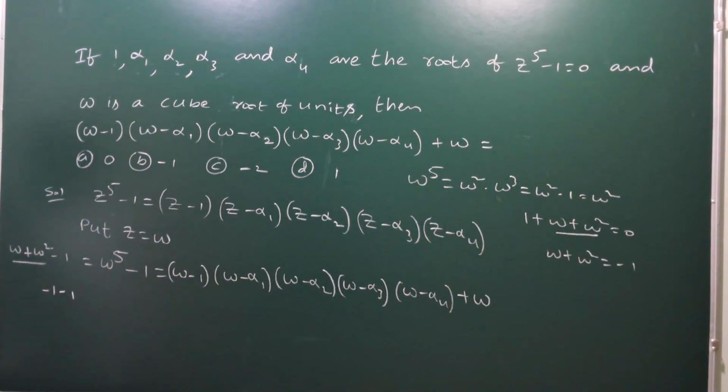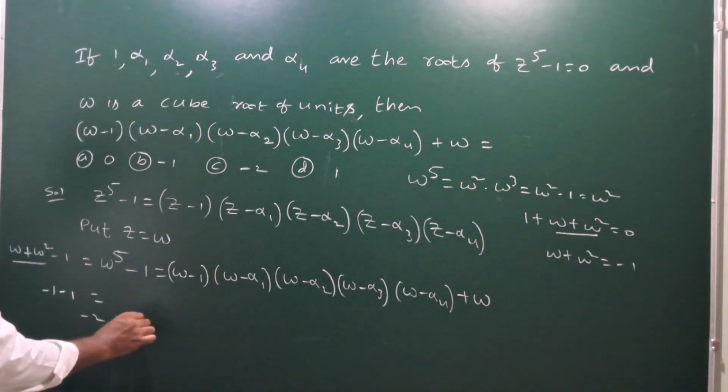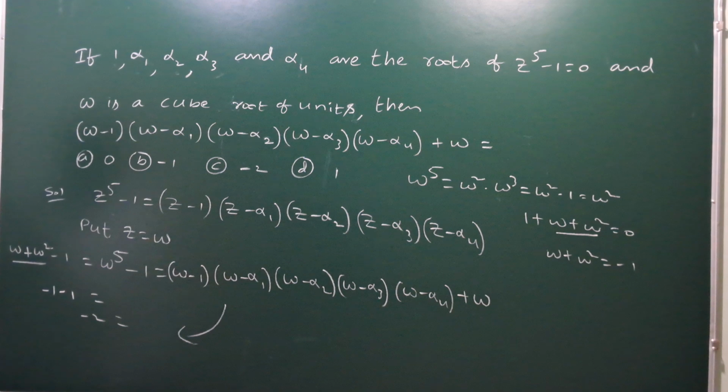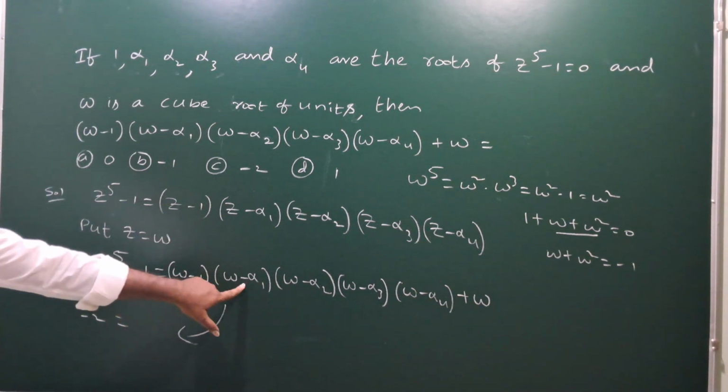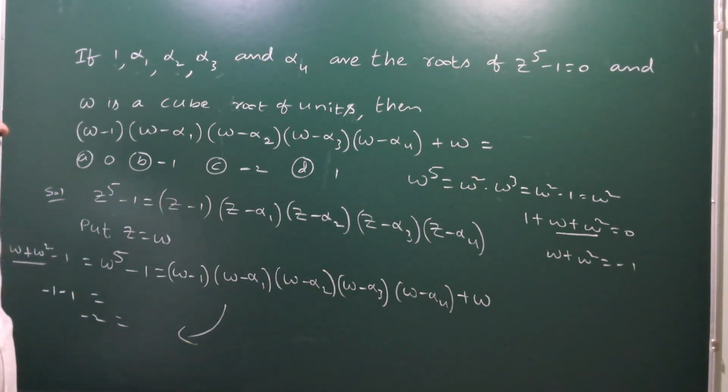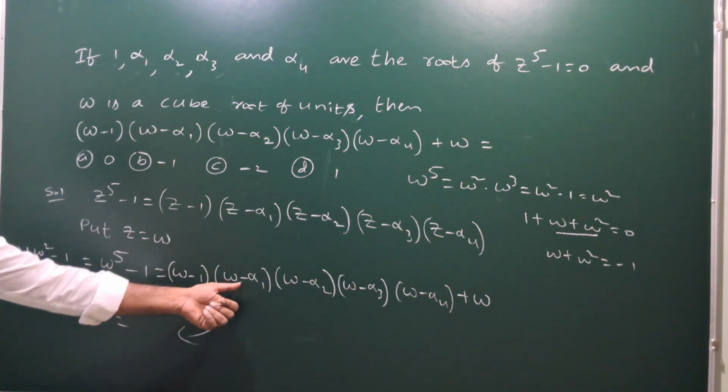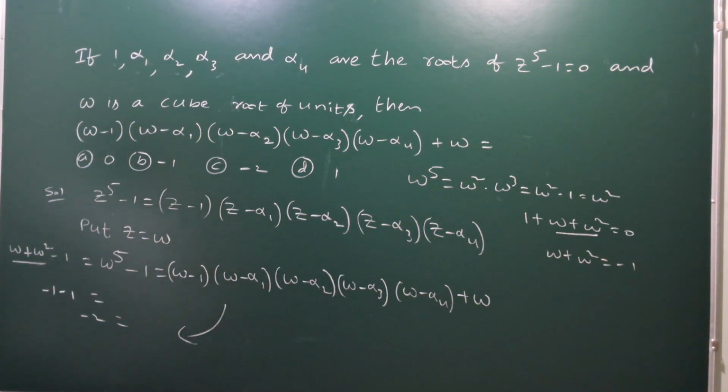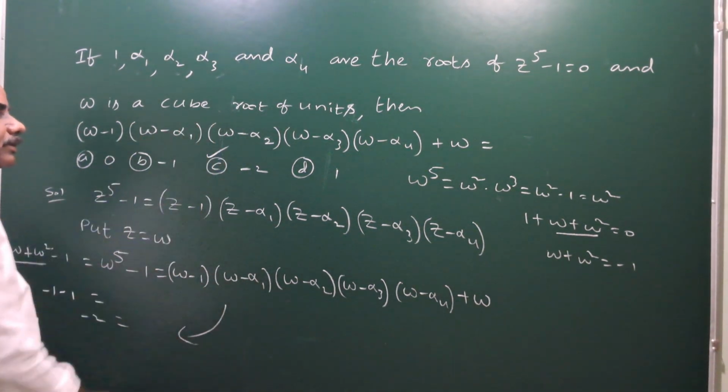Already we have minus 1 there, so totally it is equal to minus 2. So (omega - 1)(omega - alpha 1)(omega - alpha 2) and so on, plus omega, totally this value is equal to minus 2. Therefore option C is the right answer. Okay. Thank you.